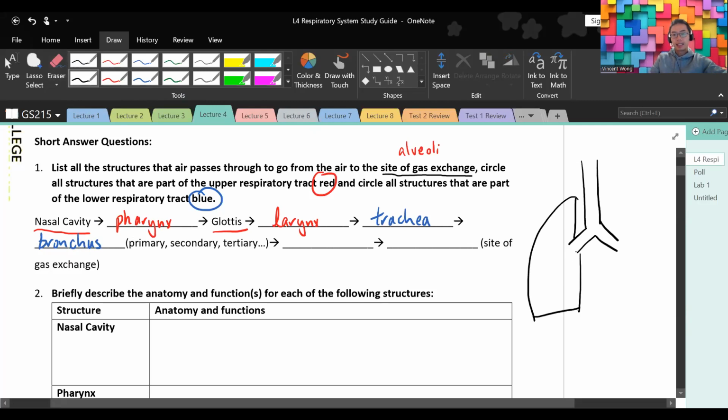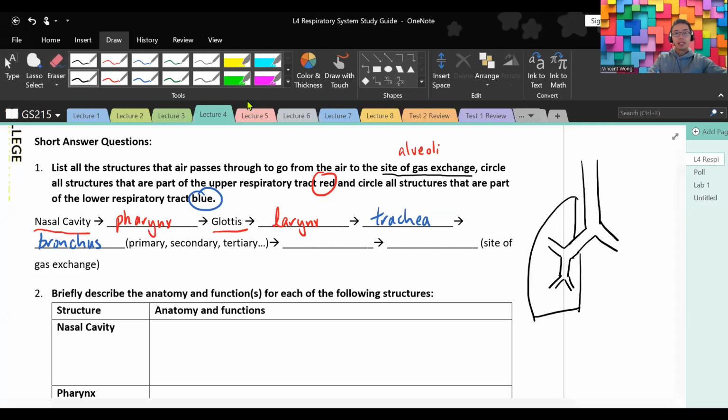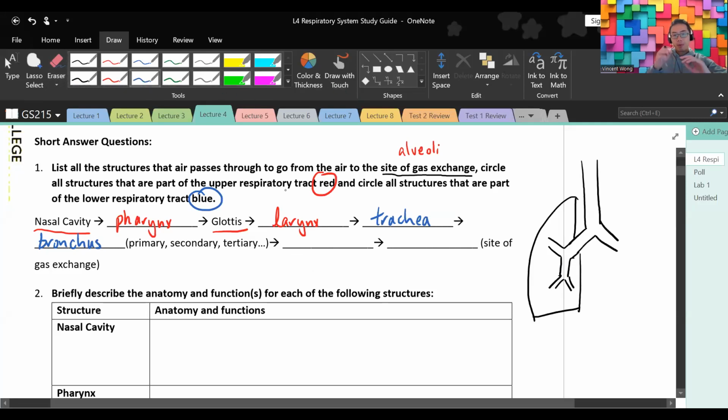And inside the lung, it will continue to split, right? So that's the main one. That's the primary one. And when you split it one more time, it becomes the secondary. And when you split it again, it becomes the tertiary. So all these are bronchus. And from there, eventually, it will keep on splitting and splitting and splitting. It will become very, very small. And we get the bronchioles.